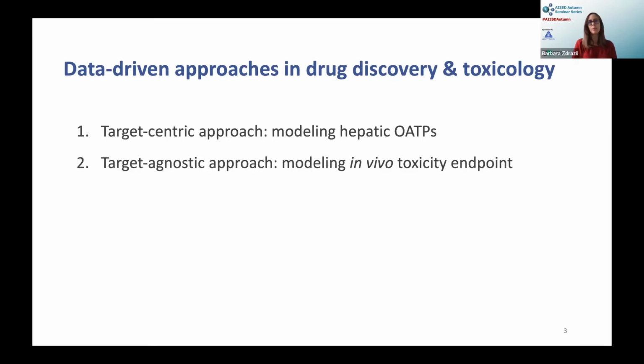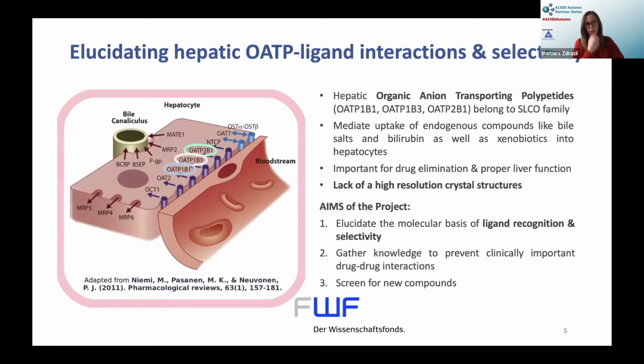But the second approach that we are also focusing on is more a target-agnostic approach. So imagine there is a scenario where you want to model a toxicity endpoint. In this case, the endpoint I will show you is about hepatic steatosis. And you have, for instance, an in vivo data set, but you don't really know what the targets involved here are. Then you can also do some modeling, you can build some predictive models. So these are the two main approaches I want to give you some examples for. So let me first talk about the first approach.